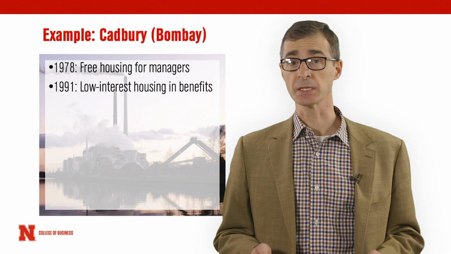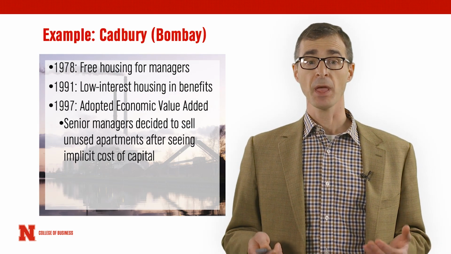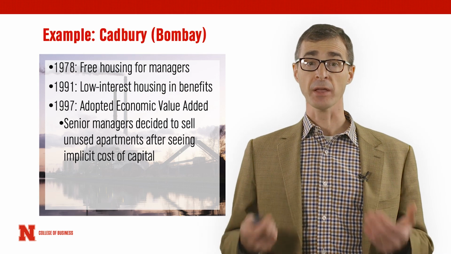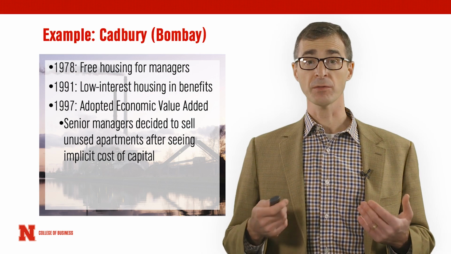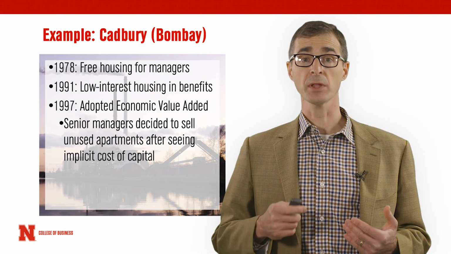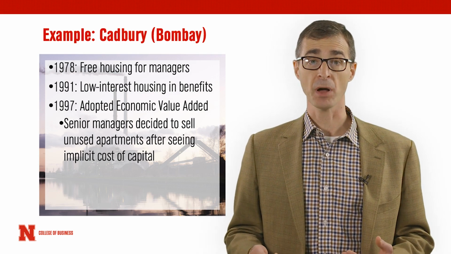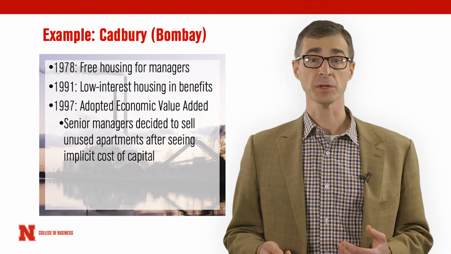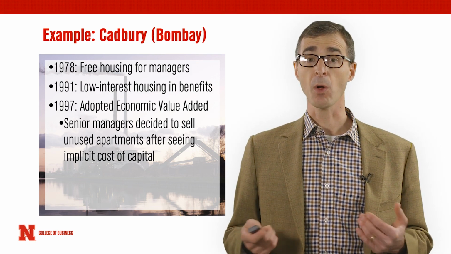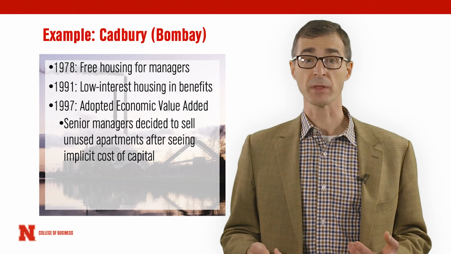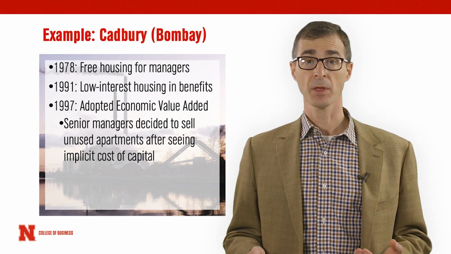That is until 1997, when the company adopted an economic value added, or EVA, approach. Economic value added makes explicit costs that would otherwise remain hidden. In this case, the cost of the apartments was calculated and explicitly charged against the various divisions operating in Bombay. As soon as the managers in those divisions realized or recognized those costs, they made a decision to sell all of the unused apartments and redeploy the capital or the proceeds from those sales into other, more productive uses.